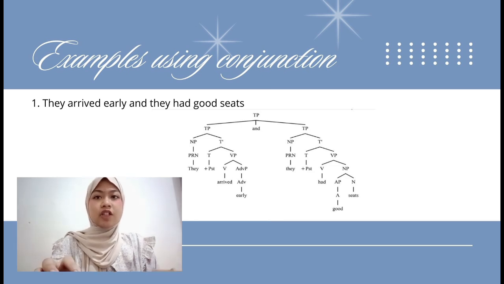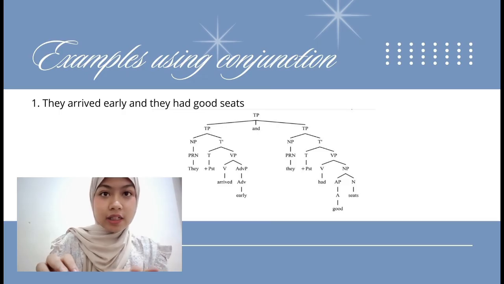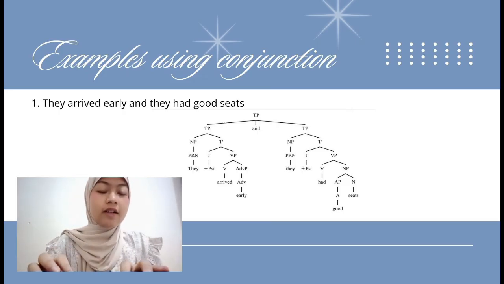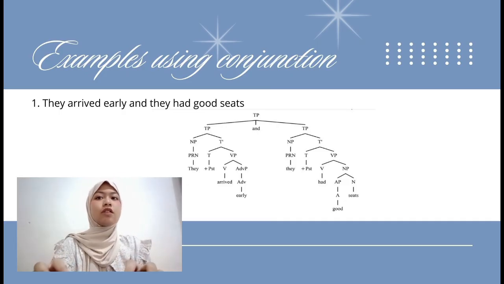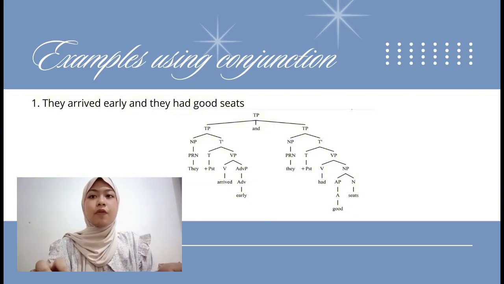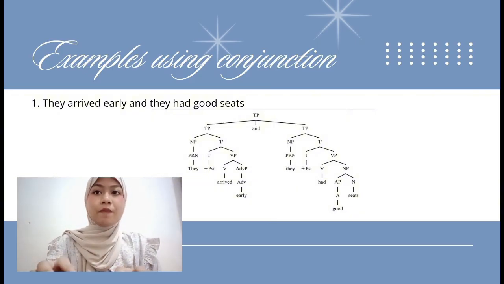And the conjunction, we have "and". This is the conjunction, and it plays a central function as the functional bridge to link the two independent clauses. And then we move to the first VP.